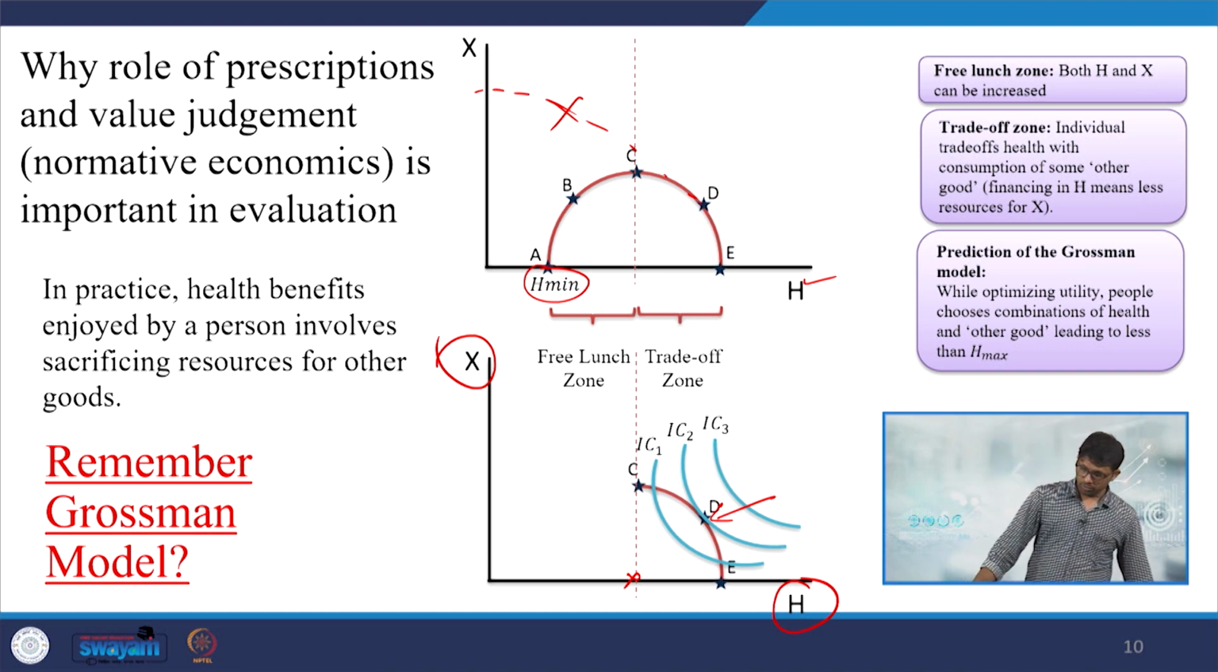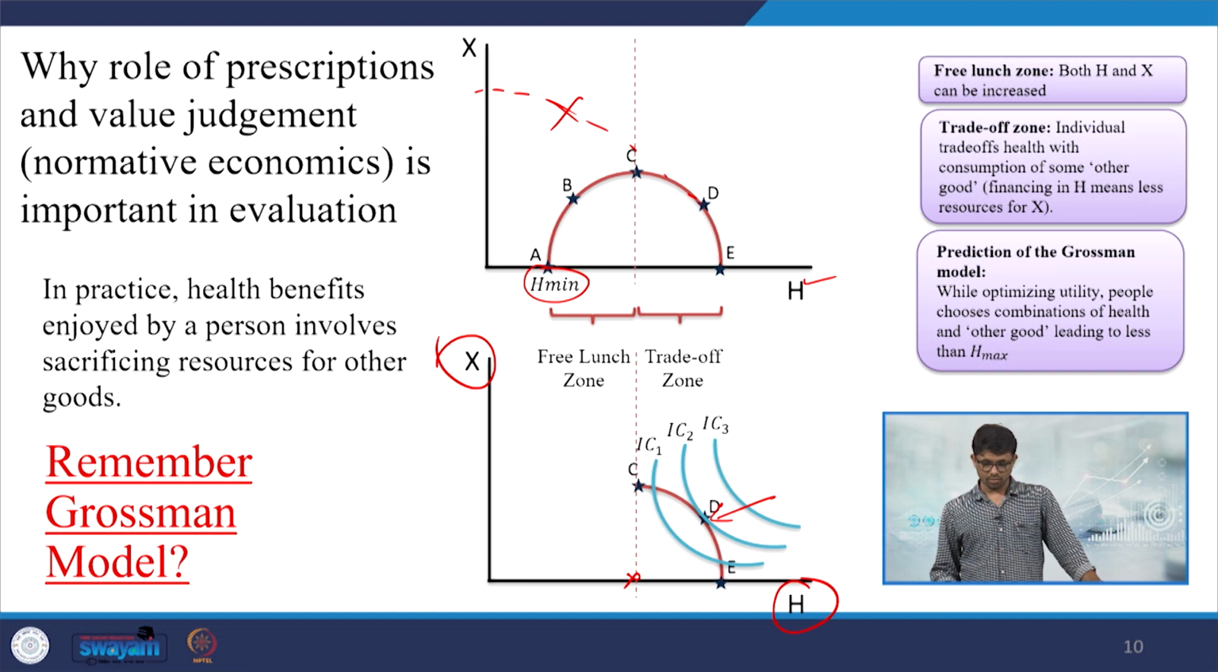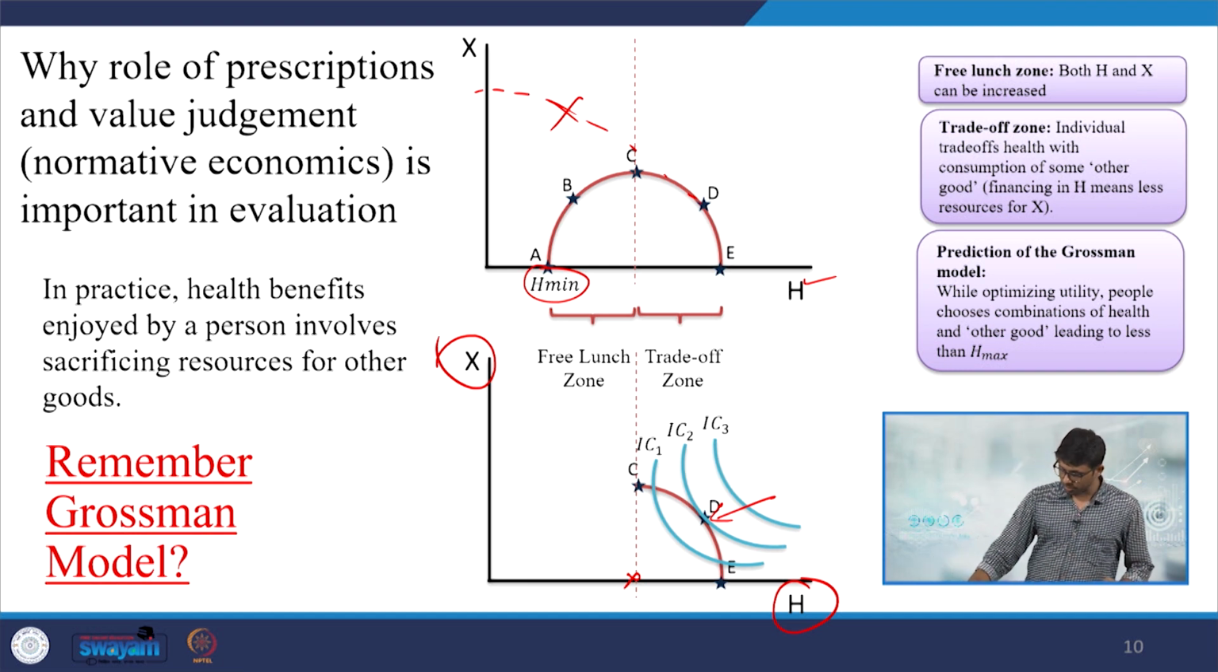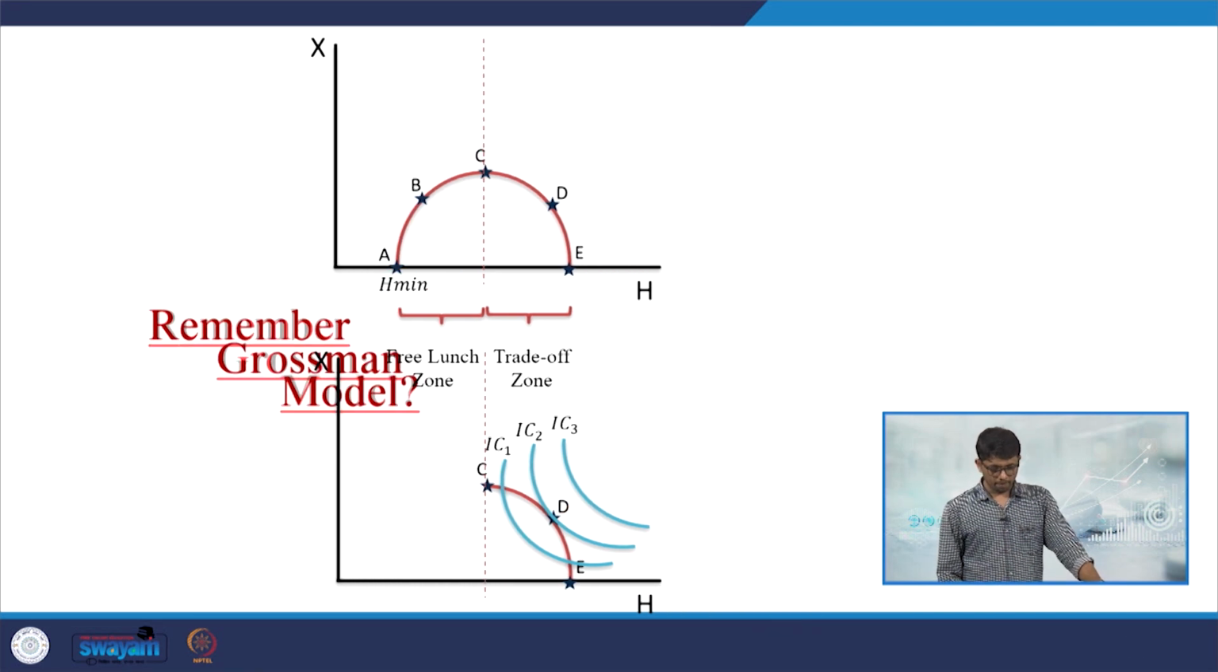In the trade-off zone, we usually discuss the individual trade-off between health and consumption of other goods, especially in Grossman's model. Their prediction is that while optimizing utility, people choose a combination of health and other goods, leading to less than H maximum.